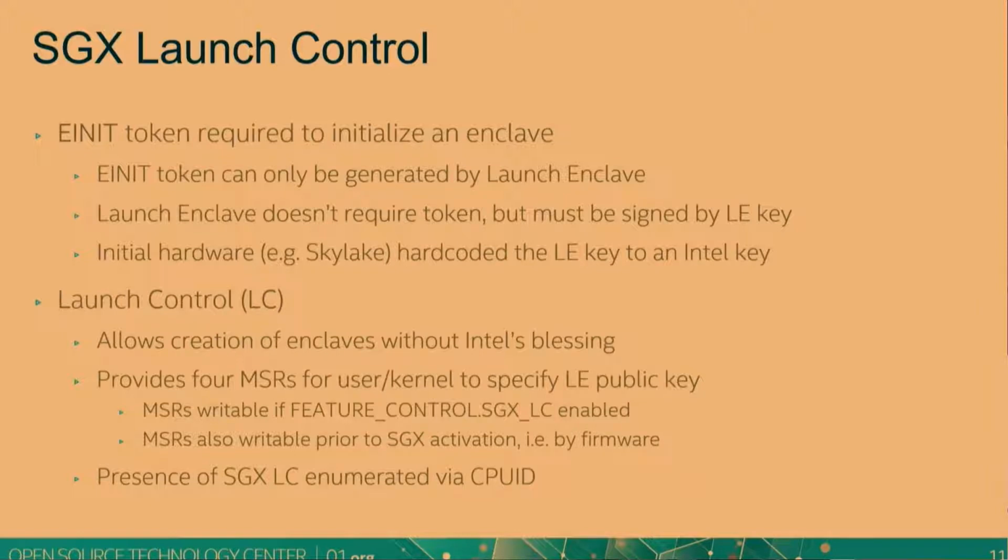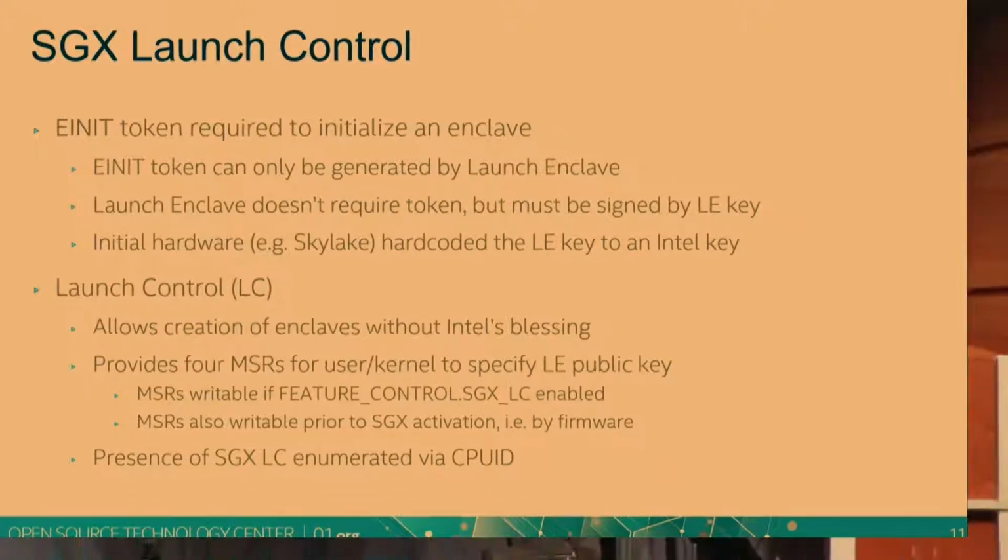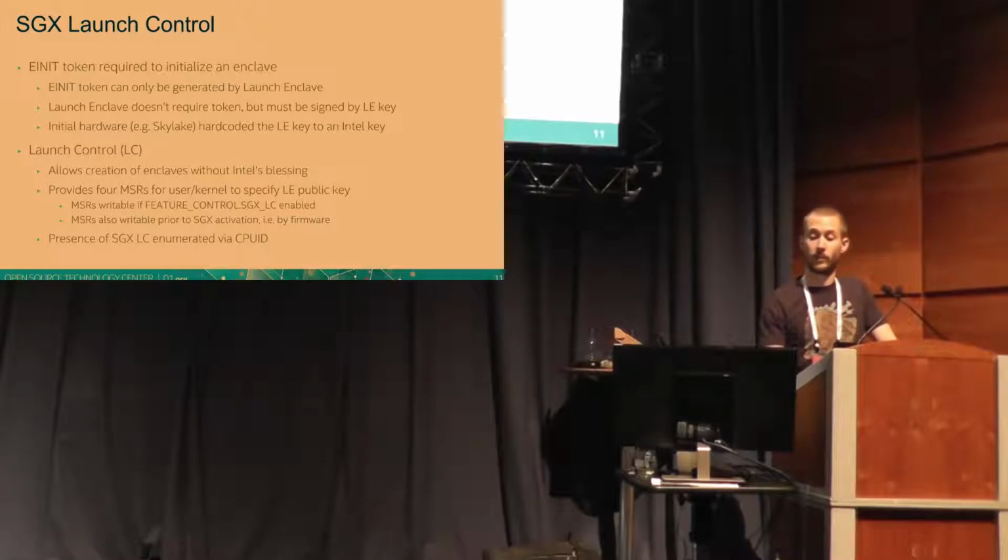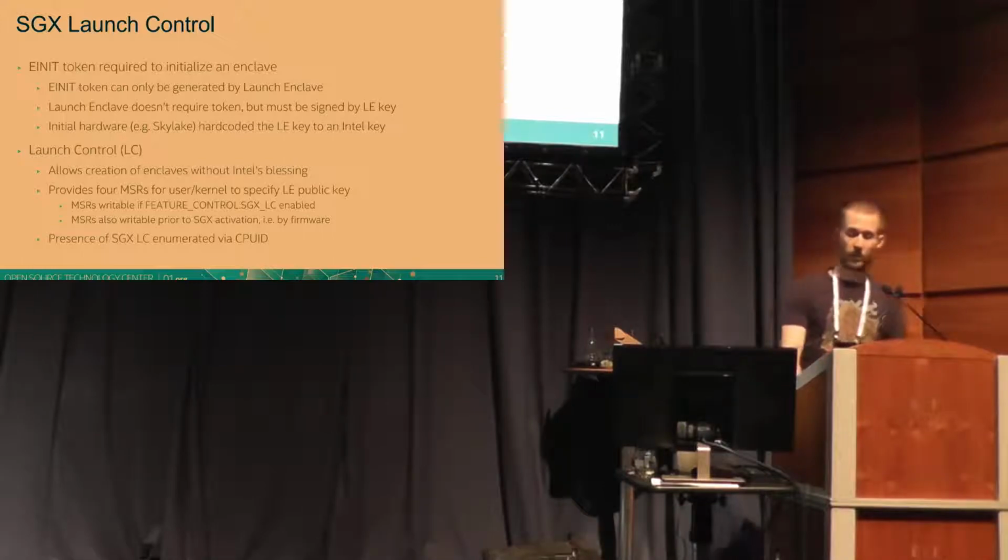So in comes launch control, and this allows you to create enclaves without first having to get whitelisted by Intel. It provides a set of MSRs that you can use to specify your own hash of a public key, so essentially it allows you to define your own root of trust. And then it's just a feature that's enumerated via CPUID.